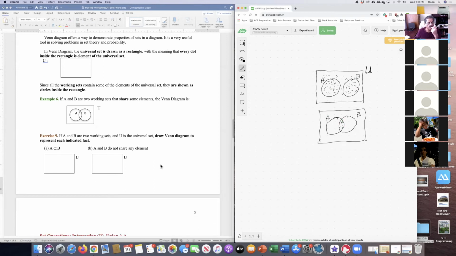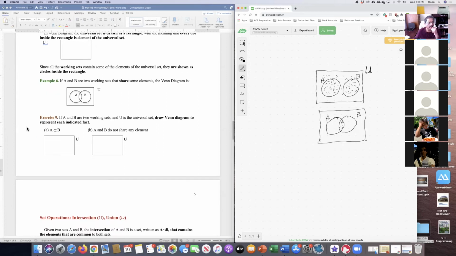All right, with that understanding, so I have that picture, example 6. This picture shows that A and B are two working sets that share some elements. Let's do the exercise 9. A and B are two working sets. U is the universal set. Draw the Venn diagram to represent each indicated fact.